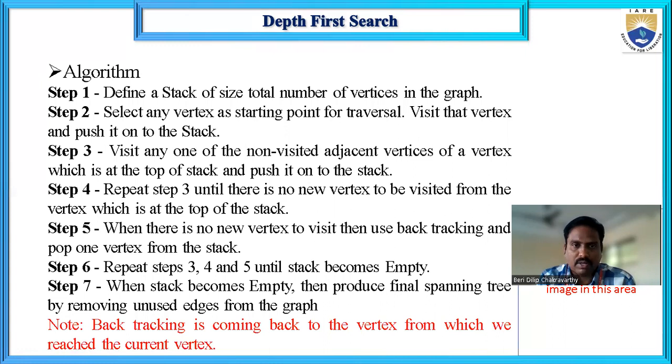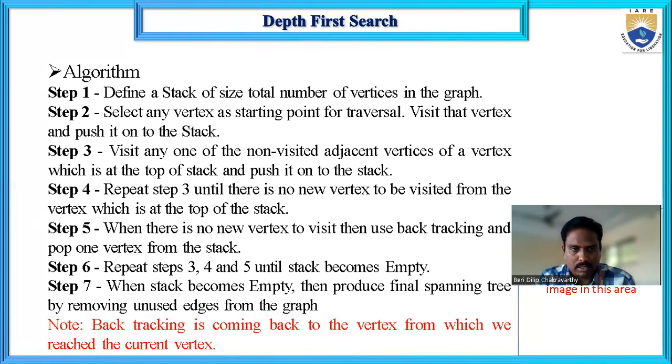Visit any one of the non-visited adjacent vertices of the vertex which is at the top of the stack and push it onto the stack. I'll be repeating this step 3 until the stack becomes empty. When there is no new vertex to visit, then use backtracking. If there are no new vertices to be added to the stack, then we'll just backtrack and pop one vertex from the stack.